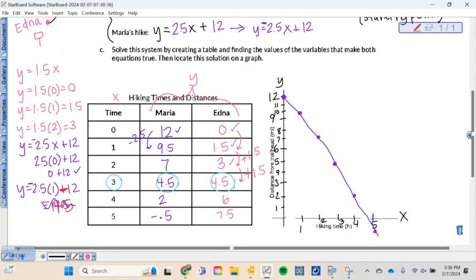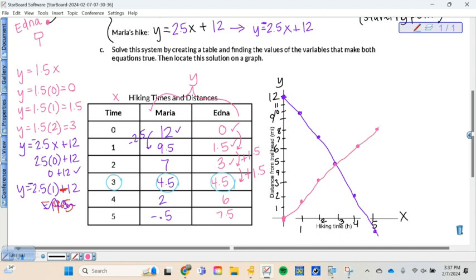And then Edna is starting at 0. And where will she be after 1 hour? 1.5. After 2 hours, where will she be? After 3 hours, 4.5. After 4 hours, 6. After 5 hours, 7.5. Okay, so I've got my second line.